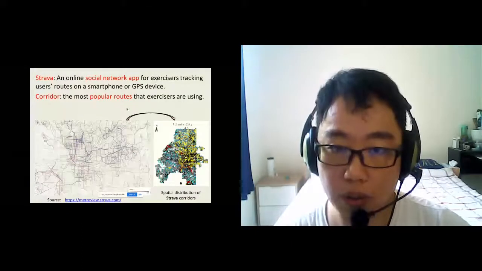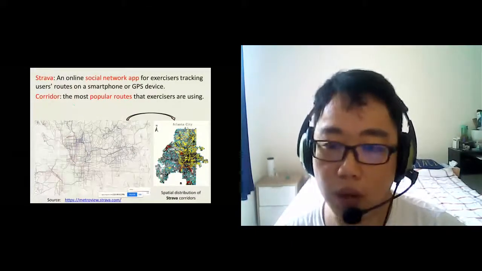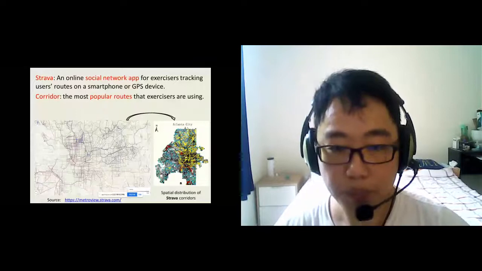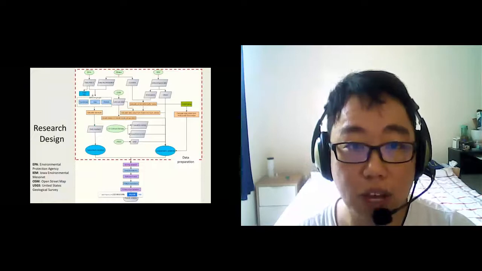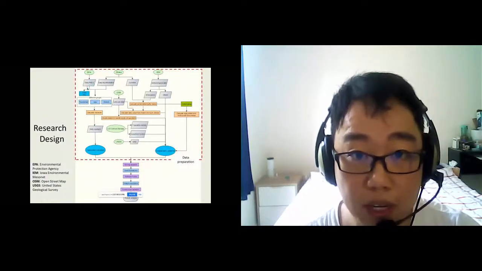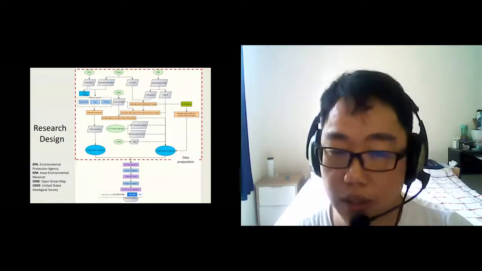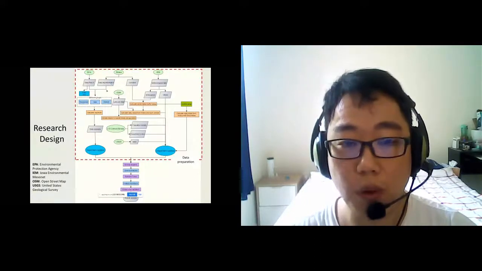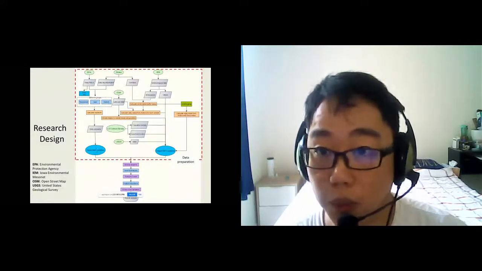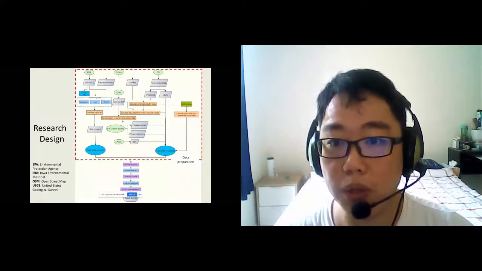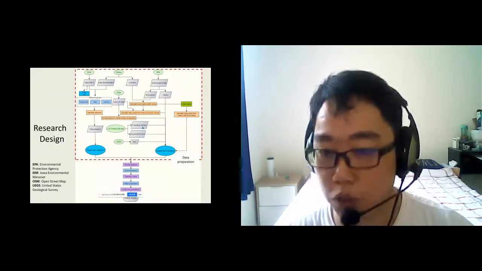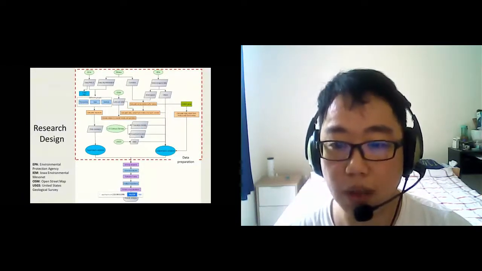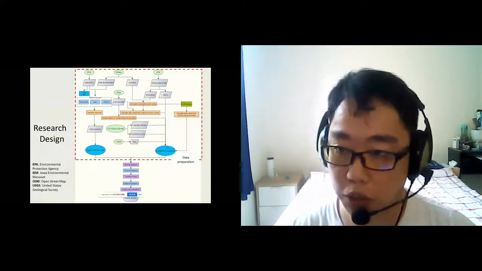Let's continue. So I extracted all the corridors in Atlanta City, which are the most popular roads that exercisers are using. And this is my research design. For the first part, I extracted the air quality data from the EPA station and tested with a portable sensor called AirBeam2, and other trip information included as dependent variables. The independent variables included the urban form metrics, which were calculated from the land use data, and other control variables like population density, household income, DEM, and other socioeconomic variables.